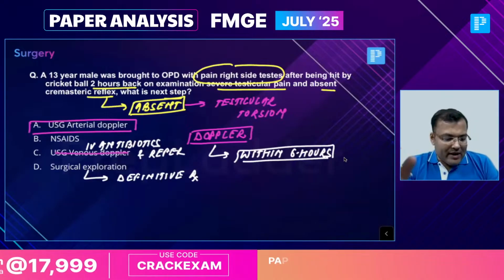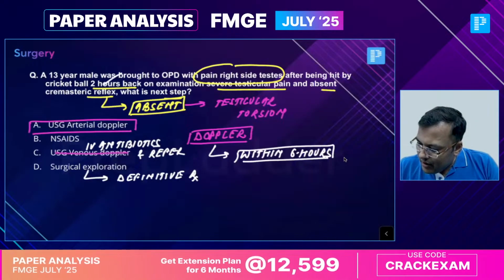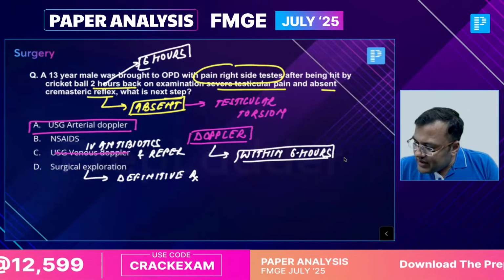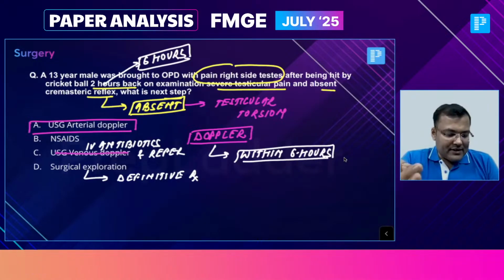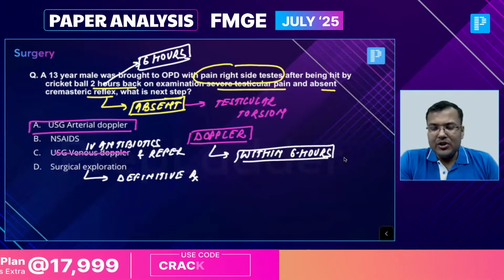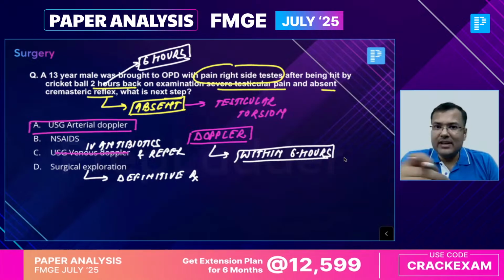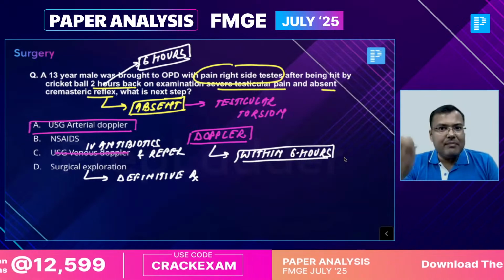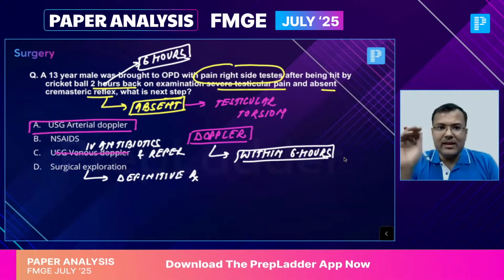Next step, okay, they mentioned 6 hours, being hit by a cricket ball, 6 hours, right? So within 6 hours, you have to go for surgical exploration. But before that, you have to confirm the diagnosis. So what will we do? First, what is the next step? Go for confirmation of diagnosis. So we go for Doppler first, and after Doppler we go for surgical exploration. And in surgical exploration we perform detorsion, and after that we perform orchidopexy. Got it? So depending upon the language of the question, you have to mark the correct answer.